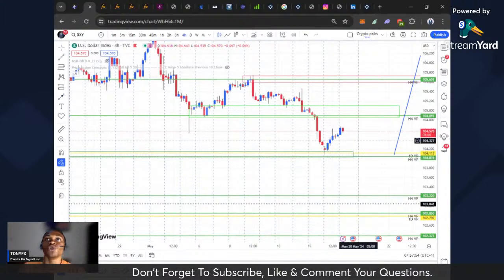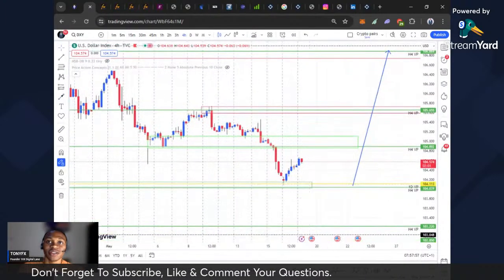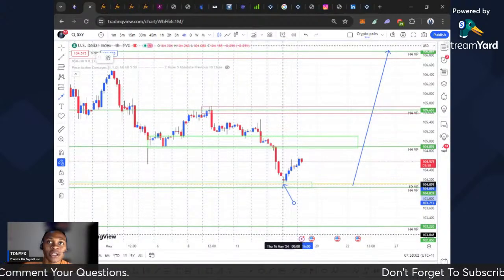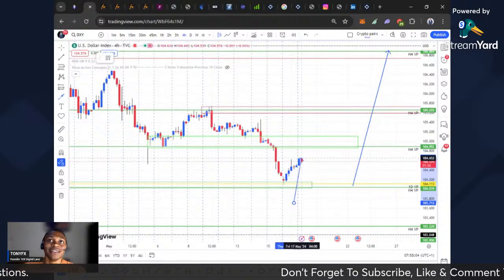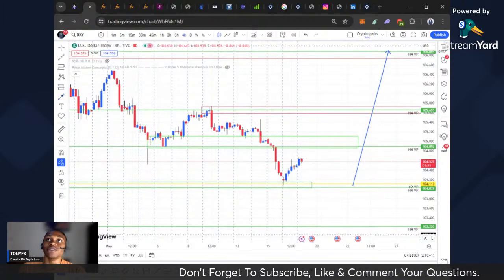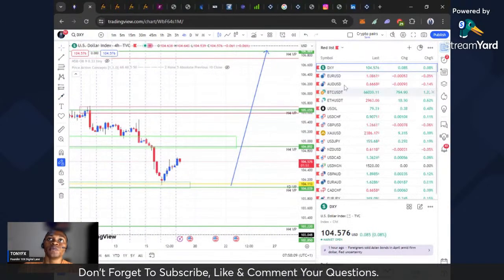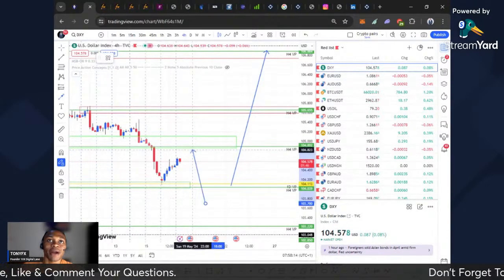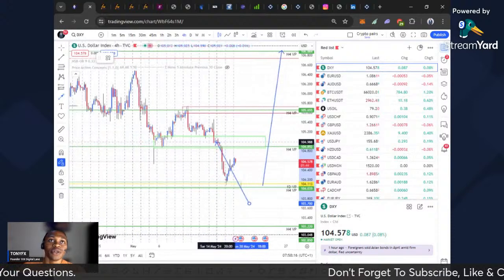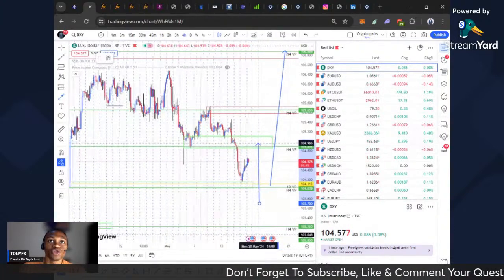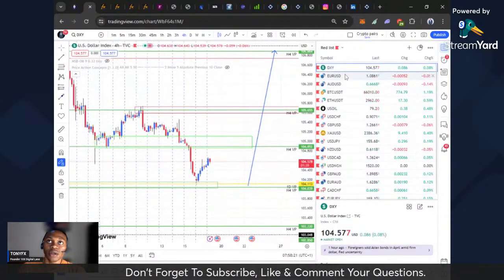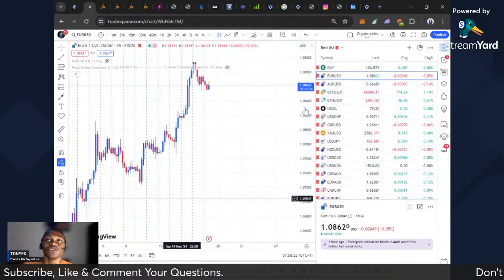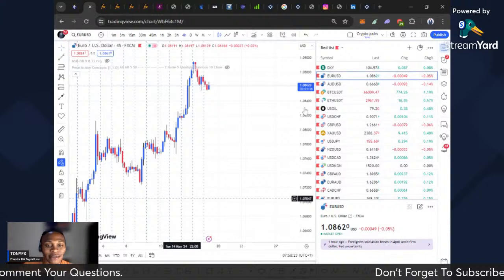Okay, so what I see currently is that because DXY got to this support level, which is also a daily support level and a 4-hour support level, it started moving to the upside. Buyers came in to buy dollar. So now dollar is strong, and I expect buyers to push dollar price up to this resistance level, or this supply level.